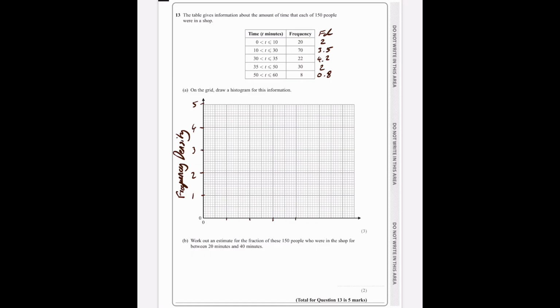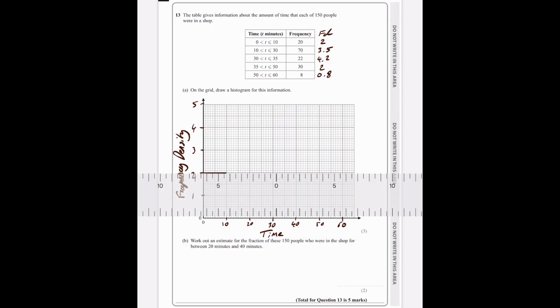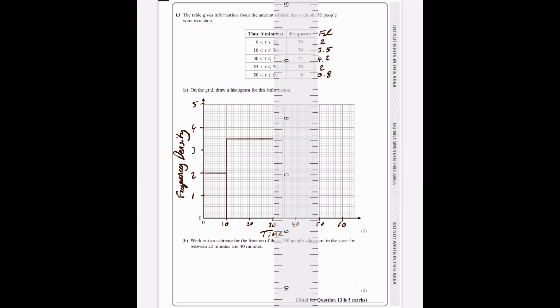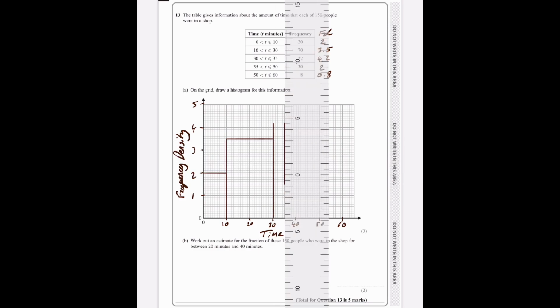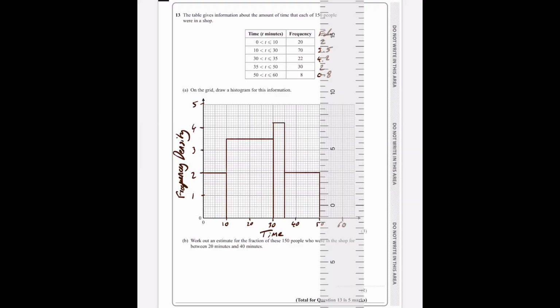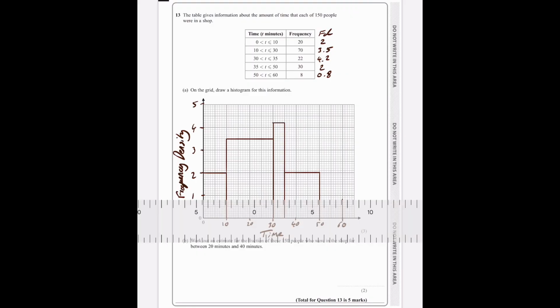Then along the bottom, time. It makes most sense to go up in tens. So 10, 20, 30, 40, 50, 60. And let's call that one time. Okay, the first bar, 0 to 10, has got a frequency density of 2, so I draw it from 0 to 10 at height 2. Second bar, frequency density of 3.5 from 10 to 30, and continue with the rest so that their height matches the frequency density and the width goes from the class width.